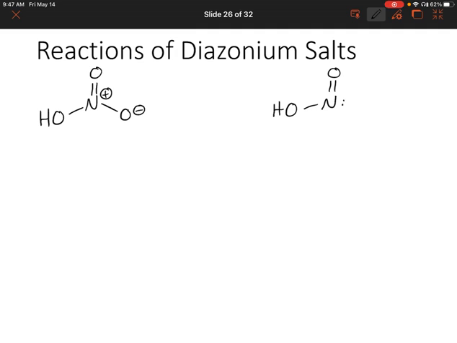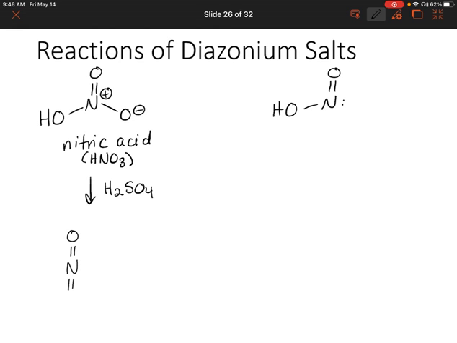So the first acid on the left is nitric acid, HNO3, and we have used this acid previously with sulfuric acid to produce the nitronium ion. And then we used the nitronium ion in reactions with benzene. So we would create, for instance, add a nitro group to our benzene ring.